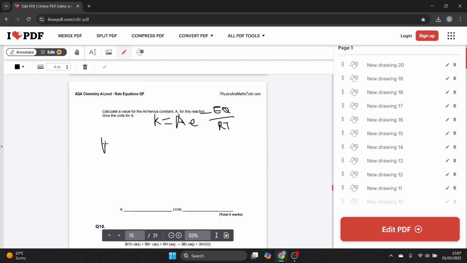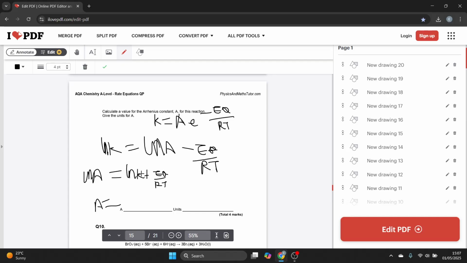I take ln k, so you need to convert into logarithmic form. ln k equals ln A minus Ea over RT, because if you do ln of e, that cancels out anyway. Then move that to the left hand side. So ln A equals ln k plus Ea over RT. Then A equals e to the power of whatever my answer is.